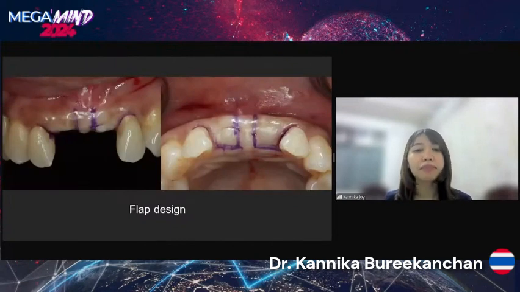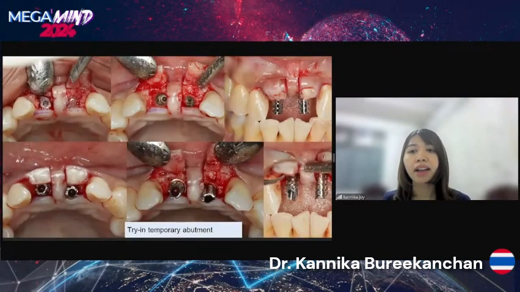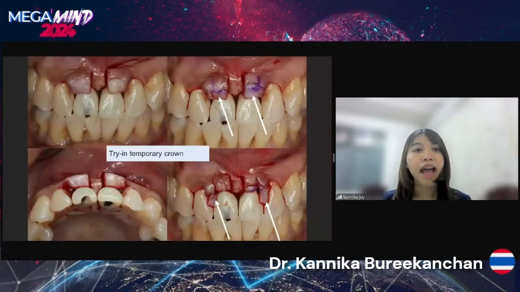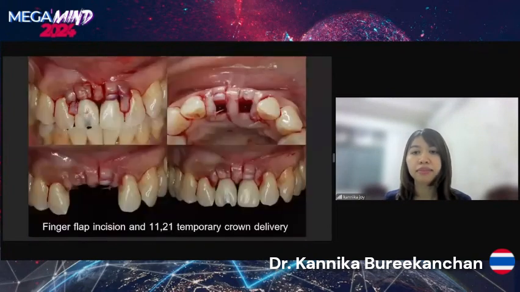For the flap design of stage 2, the design is paracrestal at the tooth 11 and 21 area, with a vertical incision at the tooth 11 mesial side and 21 mesial side. After that, I tried in the temporary abutments of both teeth. And I decided to create a distal papilla at tooth 11 distal side and 21 distal side by split finger flap, as shown where the white arrow points.